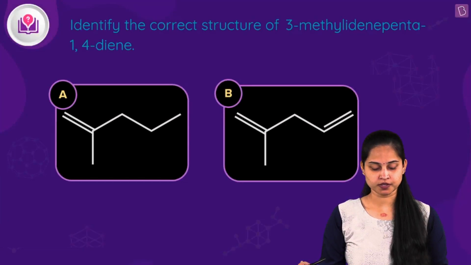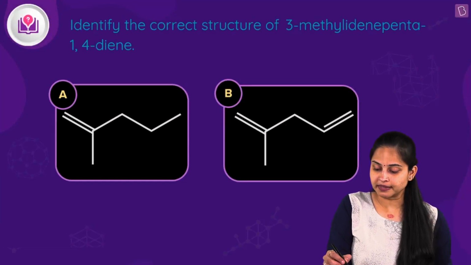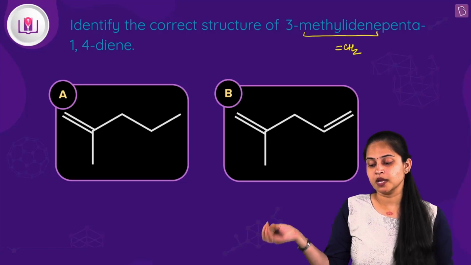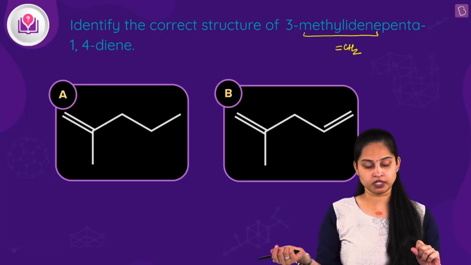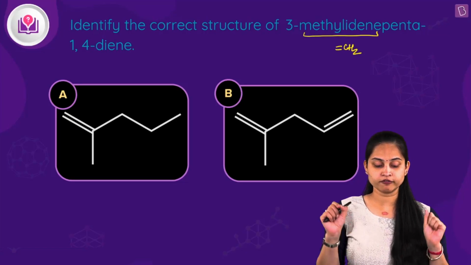The question given to us is to identify the correct structure of 3-methylidene penta-1,4-diene. From methylidene, what do we mean? A double-bonded CH2 group should be present.